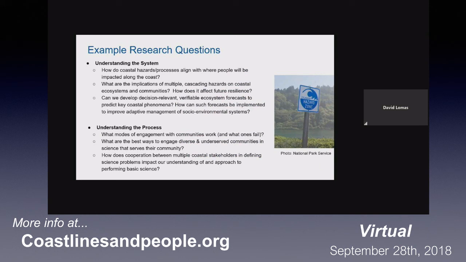centered around understanding systems and understanding processes. An example of a question under understanding systems is, what are the implications of multiple cascading hazards on coastal ecosystems and communities? How would that affect future resilience? And under understanding processes, how does cooperation between multiple coastal stakeholders in defining science problems impact our understanding of and approach to performing basic science?